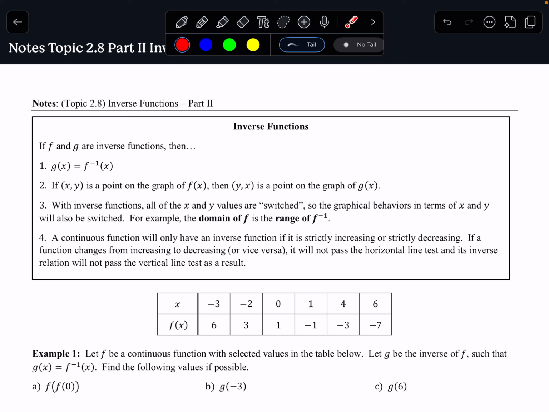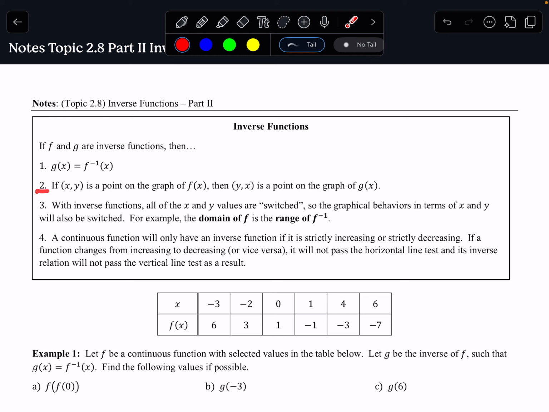So if we look at the box at the top of your notes, let's go ahead and read through all this. If f and g are inverse functions, then this statement tells you that's the case. All it's saying is that the g function is equal to the inverse of the f function.